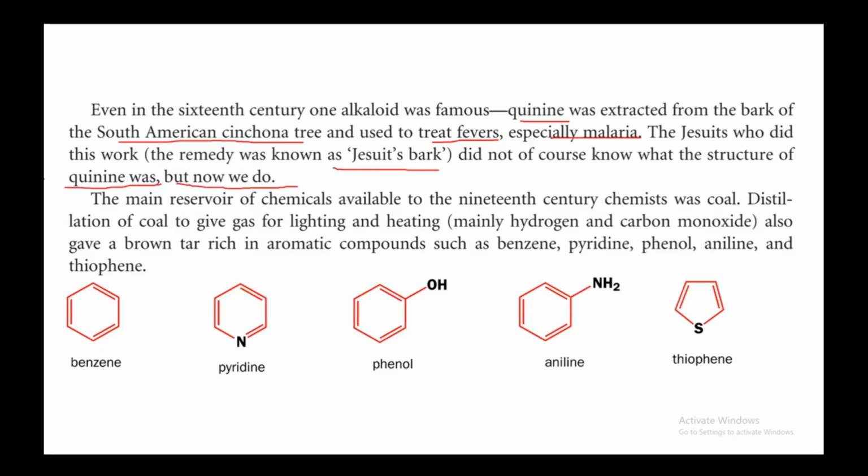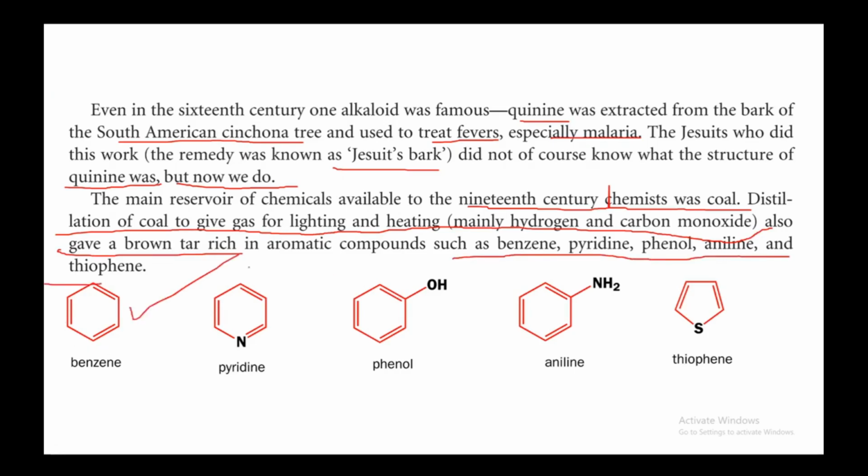The main reservoir of chemicals available to the 19th century chemist was coal. Distillation of coal to give gas for lighting and heating, mainly hydrogen and carbon monoxide, also gave a brown tar rich in aromatic compounds such as benzene, pyridine, phenol, aniline, and thiophene. This is the structure of benzene, pyridine, phenol, aniline, thiophene.